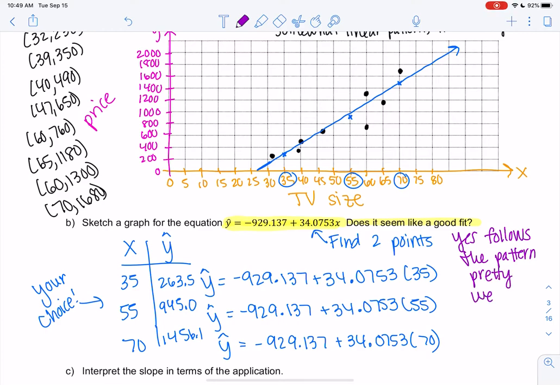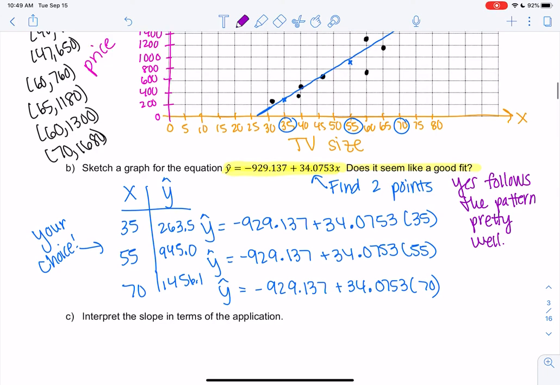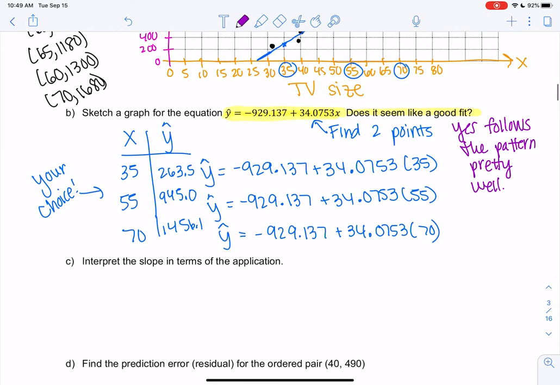So this is called an estimate. It's not a perfect line. In the next section, we'll learn how to find these. We're going to learn real-life data doesn't make perfect lines, so our lines will just be estimates of the data. Cool. So let's interpret the slope and find something called error, and then we'll be done with the section.